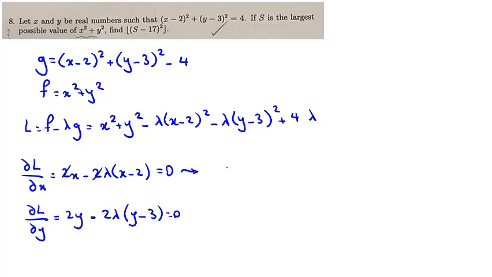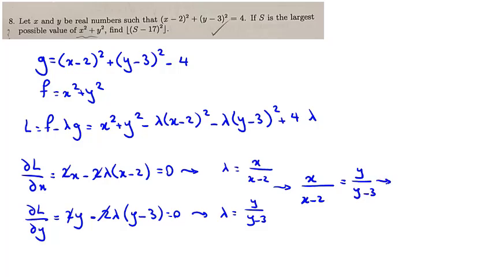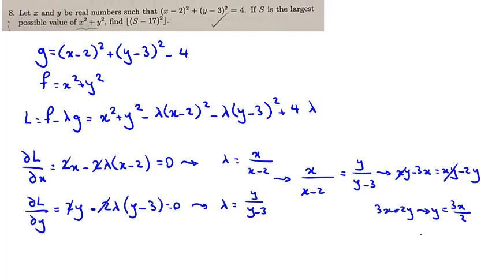Now we conclude, if we take lambda to one side, x over x minus 2, and here lambda, if you divide, it will be y over y minus 3. So we conclude x over x minus 2 equal to y over y minus 3. If we cross multiply, xy minus 3x equal to xy minus 2y, xy will be cancelled, and 3x equal to 2y. So we conclude y equal to 3x over 2. Now if I replace y with 3x over 2 in the main equation, then I have x minus 2 squared plus 3x over 2 minus 3 squared equal to 4.